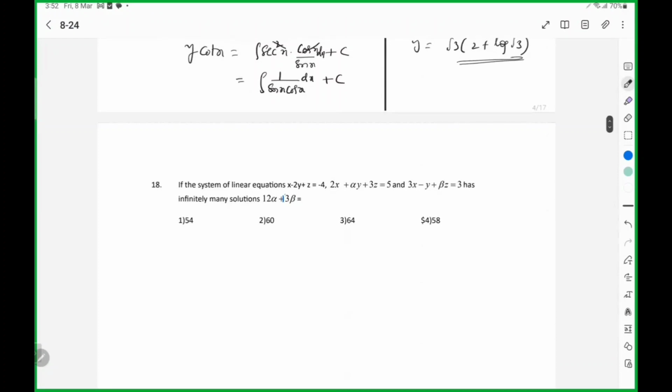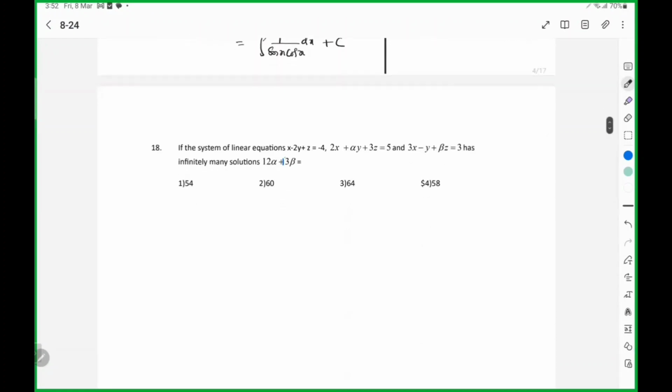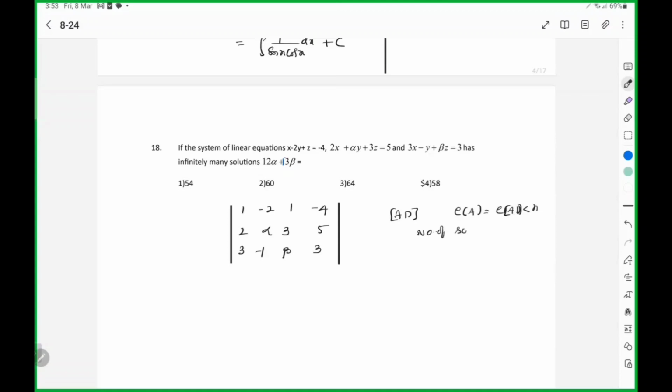Here it is, system of equations has infinitely many solutions. Here it is 1, minus 2, 1, minus 4; 2, alpha, 3, 5; 3, minus 1, beta, 3 has infinite solutions. So if it is an augmented matrix, rank of A equals rank of A augmented, is less than n, number of solutions are infinite.